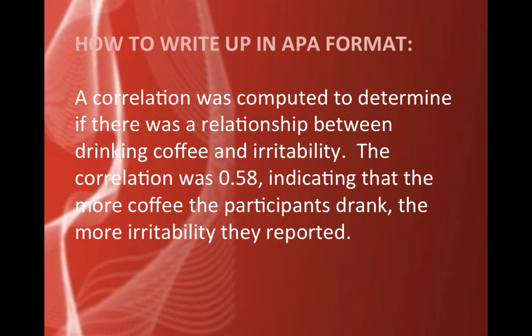Okay, so here's just another example. A correlation was computed to determine if there was a relationship between drinking coffee and irritability. The correlation was 0.58, indicating that the more coffee the participants drank, the more irritability they reported. So just another way of reporting a correlation. And really, the important things to remember about a correlation are that the number indicates the strength of the relationship, whether it's positive or negative indicates the nature of the relationship, and that correlations can only be computed with continuous variables.